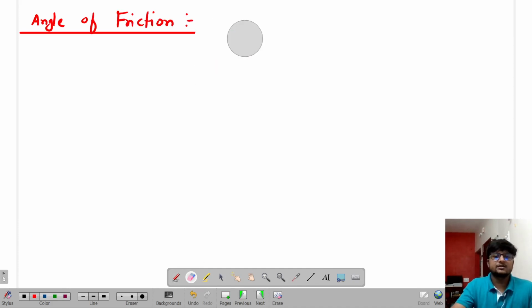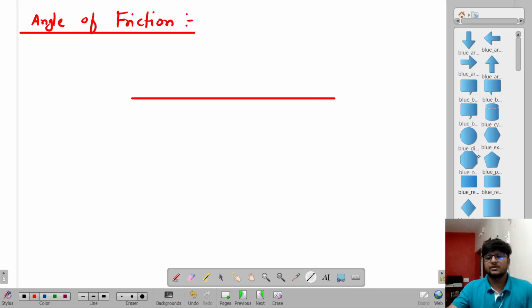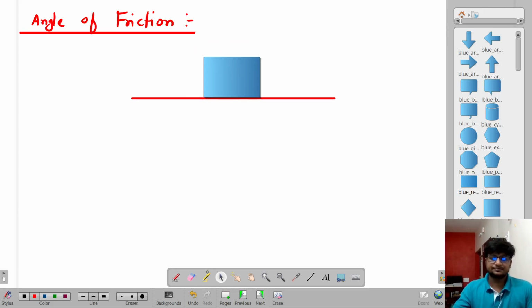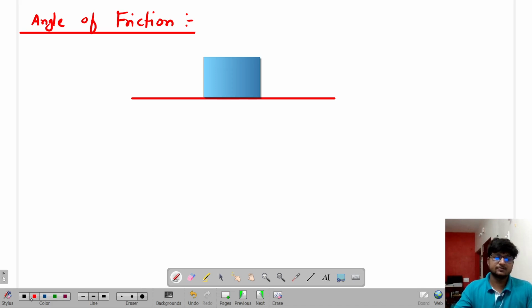Now, the idea is that, let's suppose on a surface I kept a block, and on this block I applied some force. This surface is rough.